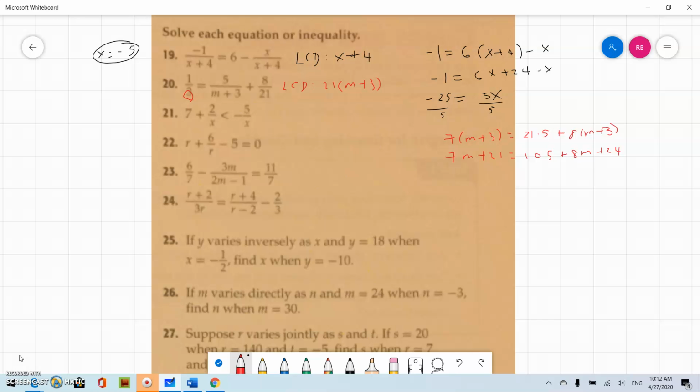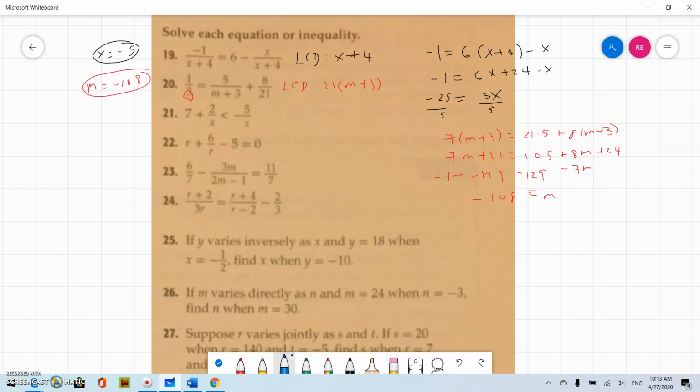So then I'm going to combine 105 and 24 and subtract the number. So that's 129, so I'm going to subtract 129 from both sides. And then I'm going to subtract 7m from both sides. So then m is equal to negative 108. And again, we need to check if that's correct. I'm going to check that on the calculator quick, and it gives me the correct answer. So the answer for number 20 is m equals negative 108.